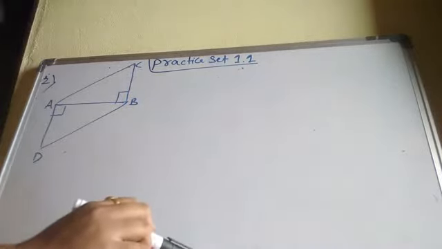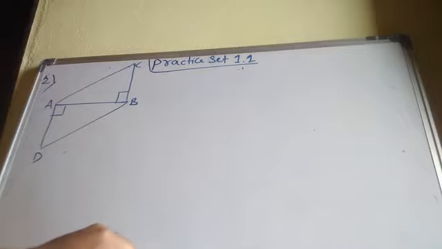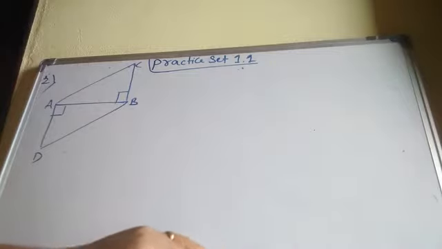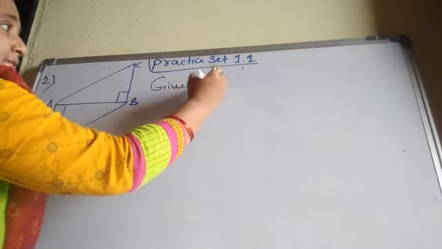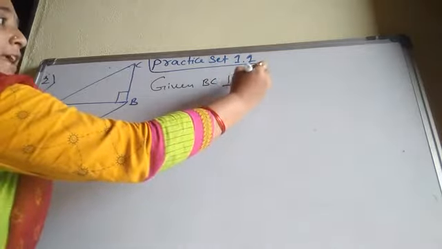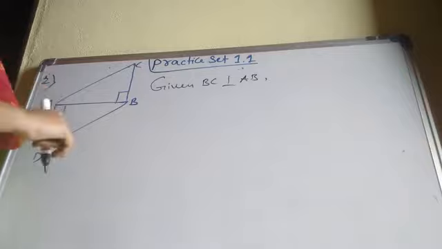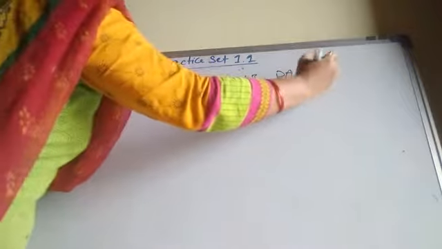Students, now coming to question number 2 on page number 6. He has given the figure. First triangle: ABC. Second triangle: ABD. Find the ratio of areas of these two triangles. First we will write the given. In the question, what is given? Given BC is perpendicular to AB. Still what is given? AD, otherwise DA, is perpendicular to AB.